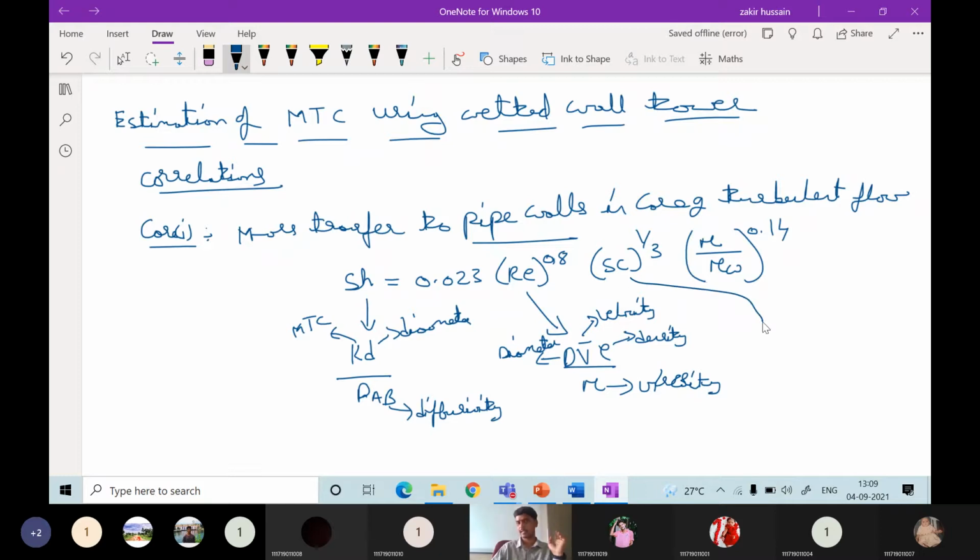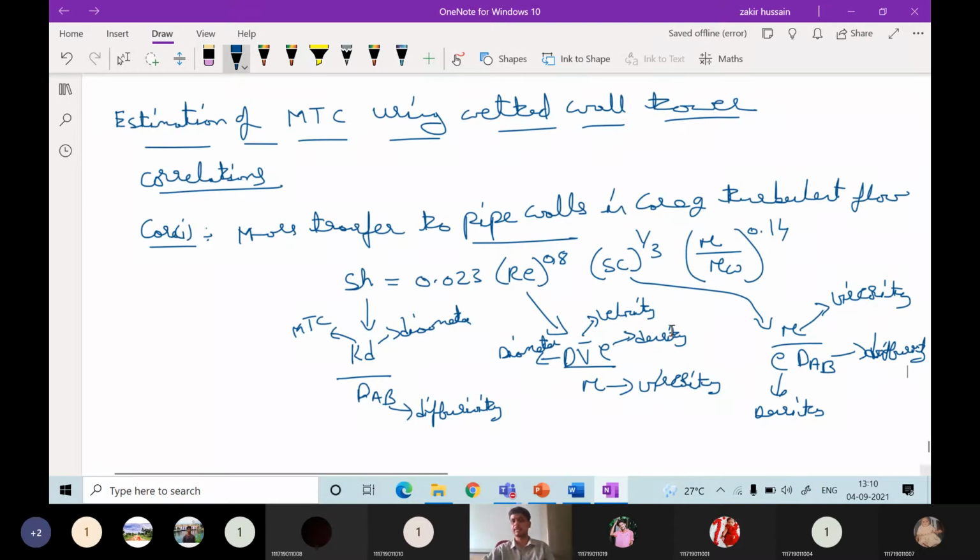Then Schmidt number, Sc, is the Schmidt number. Schmidt number is equal to mu by rho into DAB, where mu is the viscosity, rho is the density of the fluid, and DAB is the diffusivity. These are all the expanded variables.